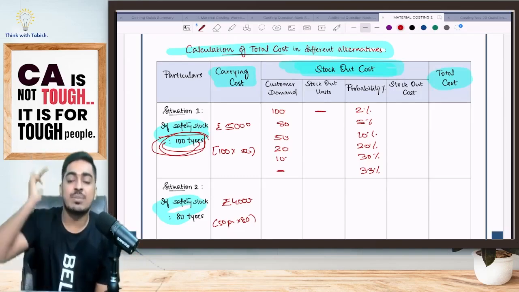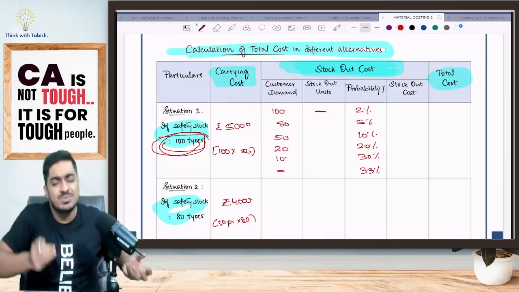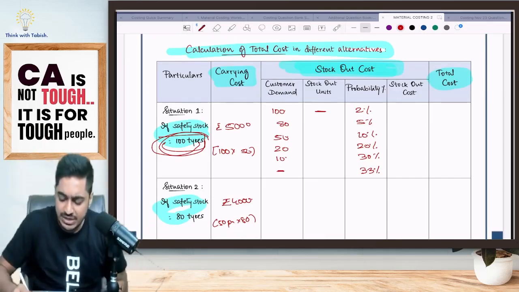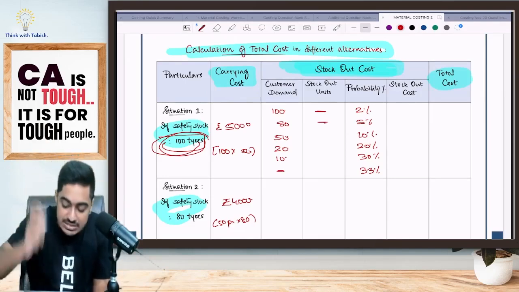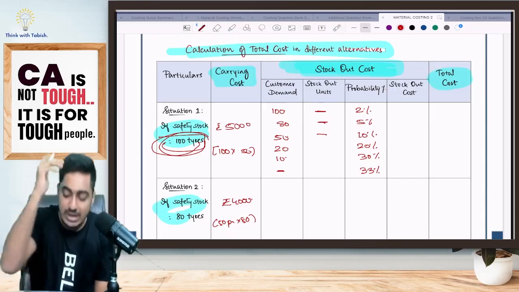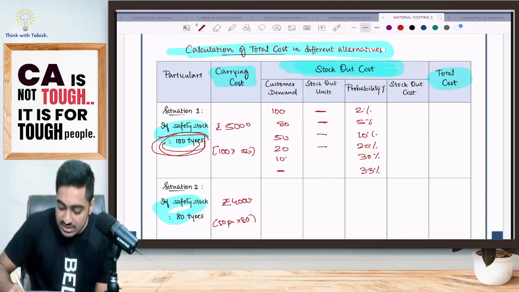Yes, you come ask me for 80 tires. Do I have tension? No, I have 100 tires with me. No tension, boss. Take 80. I still have 20. Do I have stock out? No, I don't have stock out. You ask for 50 tires. Do I have tension? No. You ask for 20 tires. Do I have tension? No. You ask for 10 tires. Do I have tension? I don't have tension.